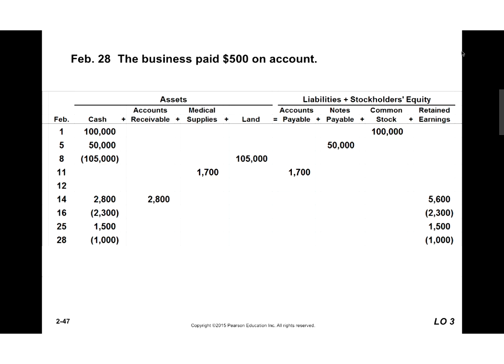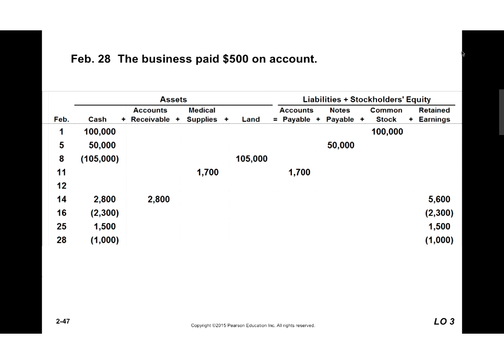The last transaction, the business paid $500 on account. Okay, so right off the bat, we paid $500. There's cash involved in that. So I'm going to reduce cash by $500. So I'll have a negative $500 in the first column.